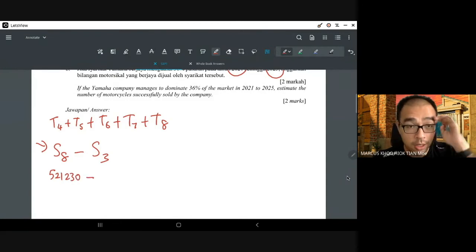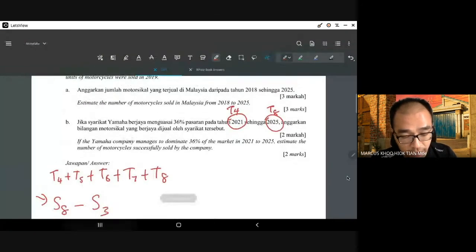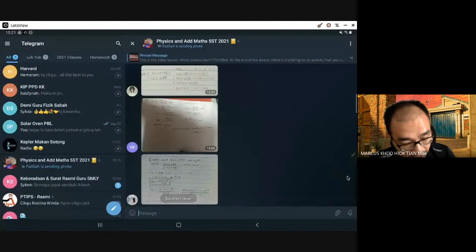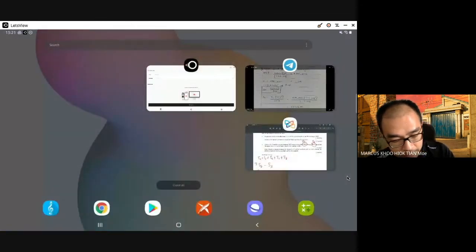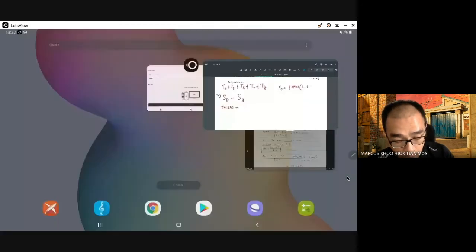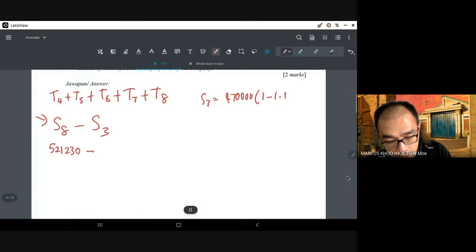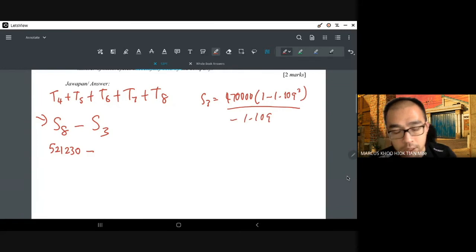521230 minus, okay, so we have to calculate S3. Okay, can we quickly do this? I have lost the A. What is the A? 470,000. Okay, so S3 is 470,000 times 1.109 to the power of 3 minus 1, over 1.109 minus 1. Okay, can we quickly calculate this, please?